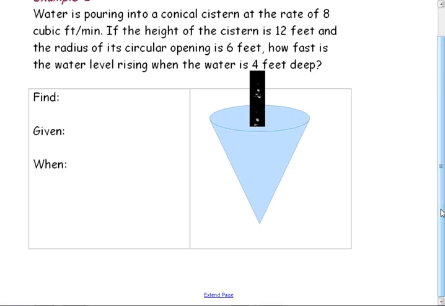Now, sorry, I had a little problems. I couldn't find water pouring in when I tried to do this. Do you guys know what a cistern is? No. Good guess. It's a well.